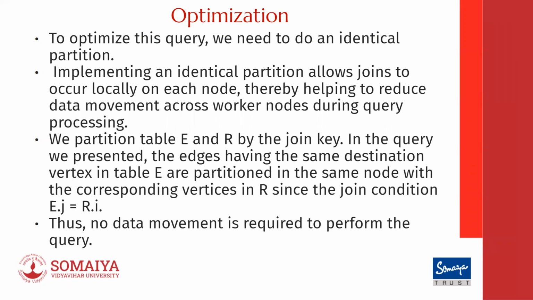Now, the optimization for matrix multiplication. For this, we need to do an identical partition. Implementing an identical partition allows joins to occur locally on each node, thereby helping to reduce data movement across worker nodes during query processing. We partition tables E and R by the join key. In the query we presented, the edges having the same destination vertex in table E are partitioned in the same node with the corresponding vertices in R, since the join condition is E.j equals R.i, as given in the SQL query on the last slide. Therefore, no data movement is required to perform the query.